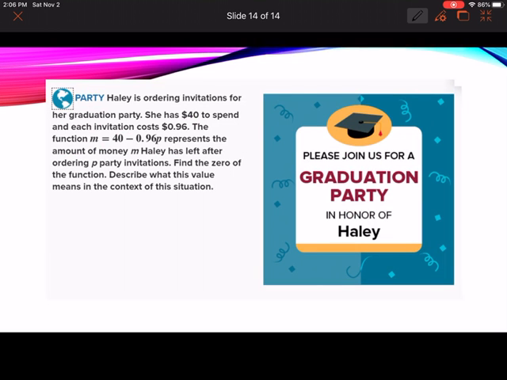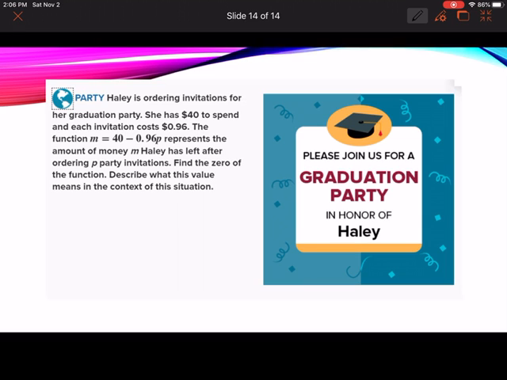So Haley is ordering invitations for a graduation party. She has $40 to spend, and each invitation costs 96 cents. The function m equals 40 minus 0.96p represents the amount of money m Haley has left after ordering p party invitations. Find the 0 of the function and describe what this value means in context of the situation.